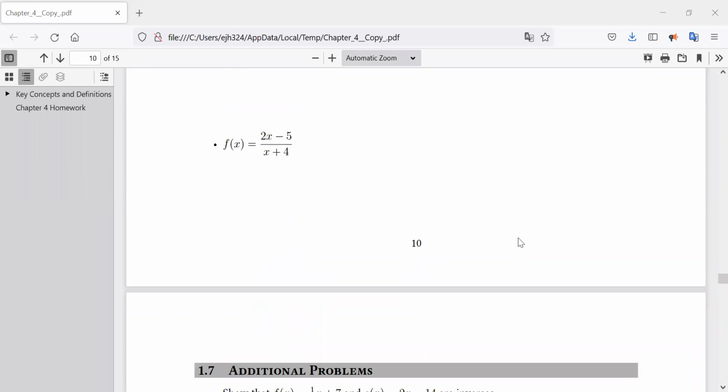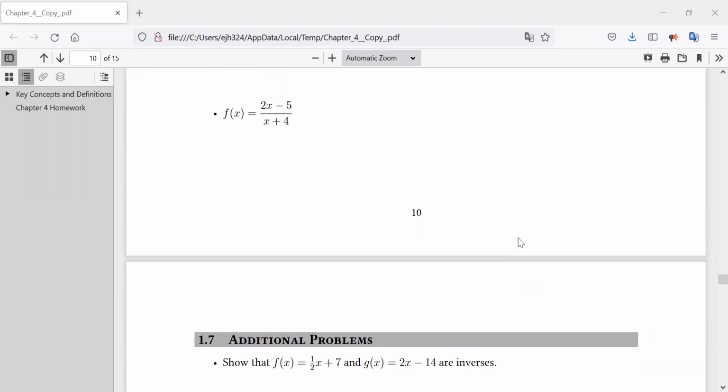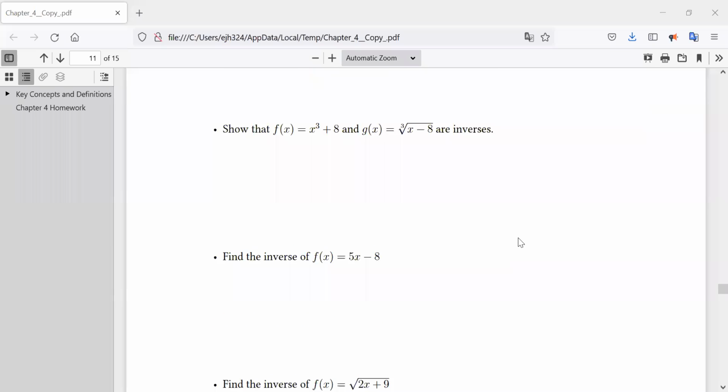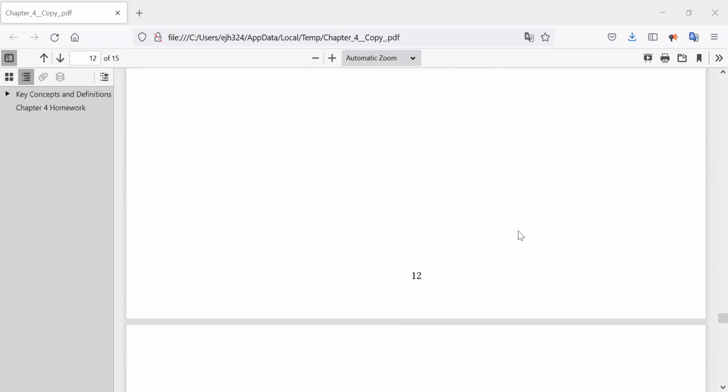So it'll be the same deal with these. You can run through and check them. And there are plenty of extra problems here if you want to try your hand at them.